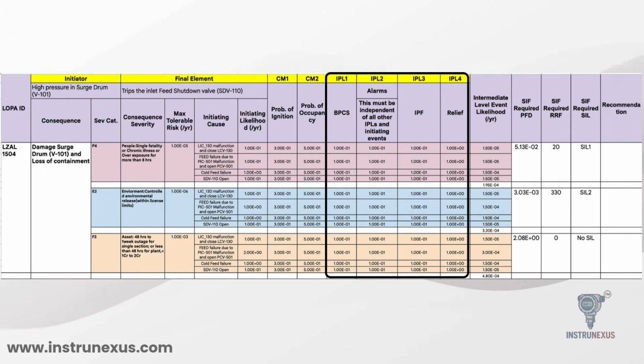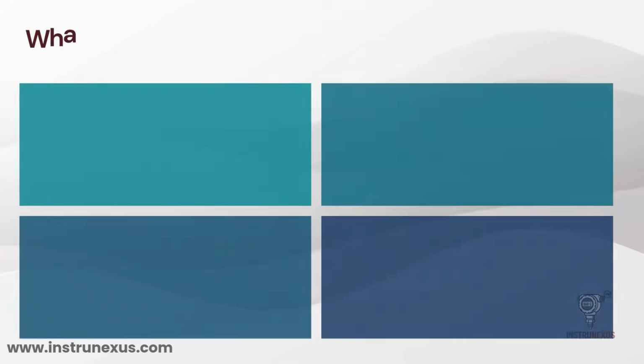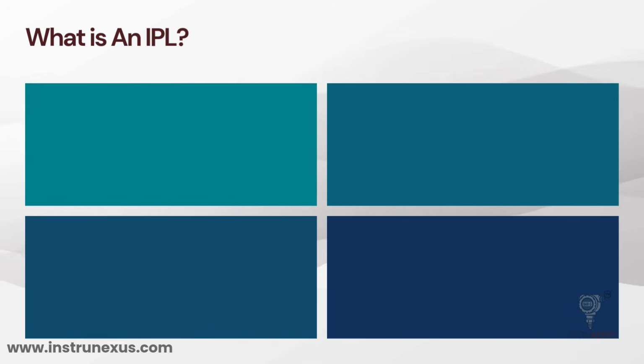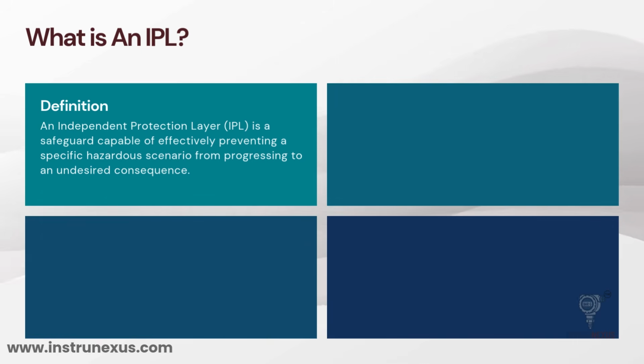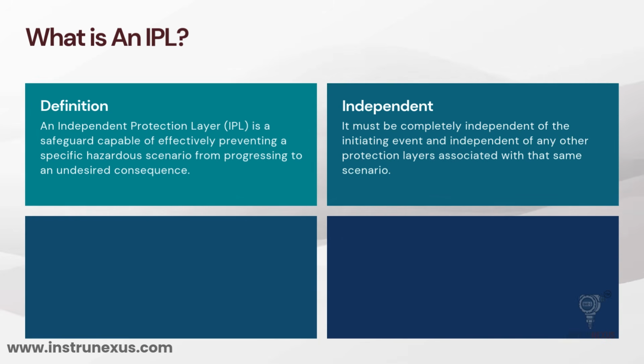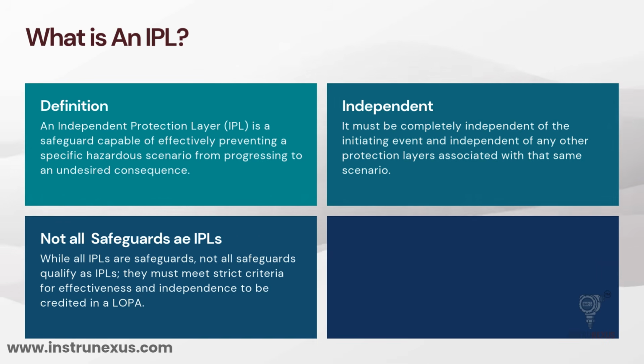In the framework of layer of protection analysis, LOPA, the concept of an independent protection layer, or IPL, is the cornerstone of risk mitigation. An independent protection layer, IPL, is a safeguard capable of effectively preventing a specific hazardous scenario from progressing to an undesired consequence. It must be completely independent of the initiating event and independent of any other protection layers associated with that same scenario. While all IPLs are safeguards, not all safeguards qualify as IPLs. They must meet strict criteria for effectiveness and independence to be credited in a LOPA.